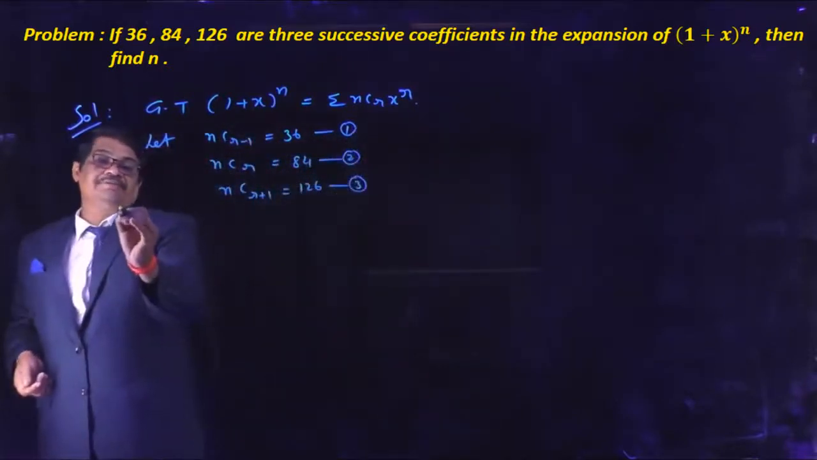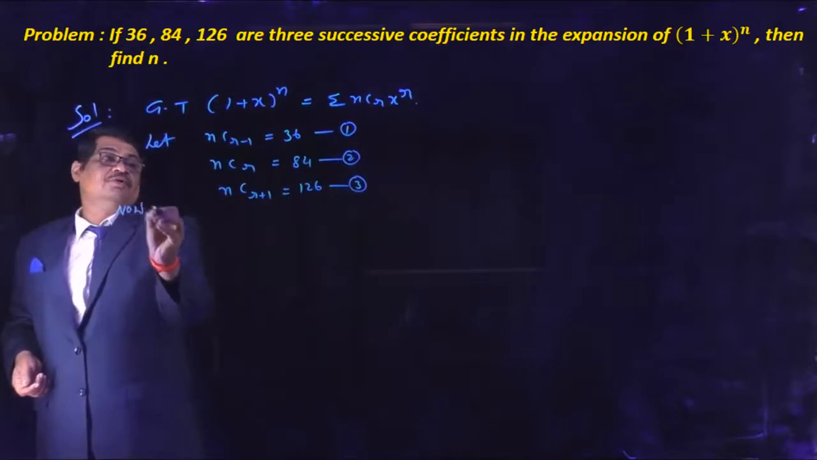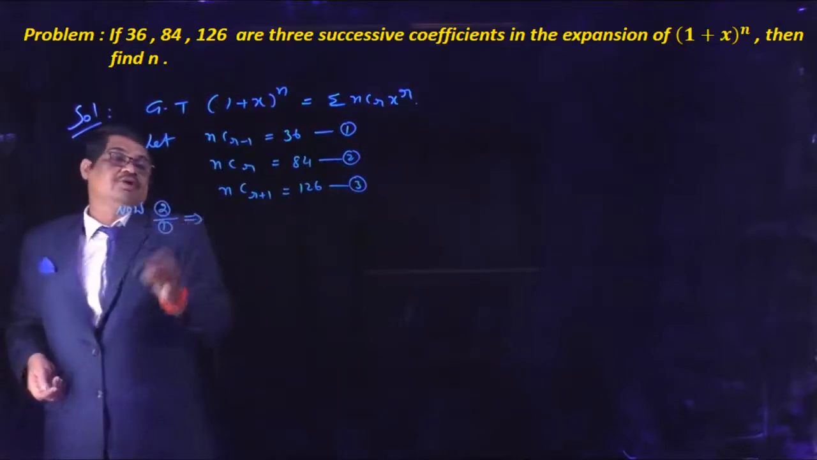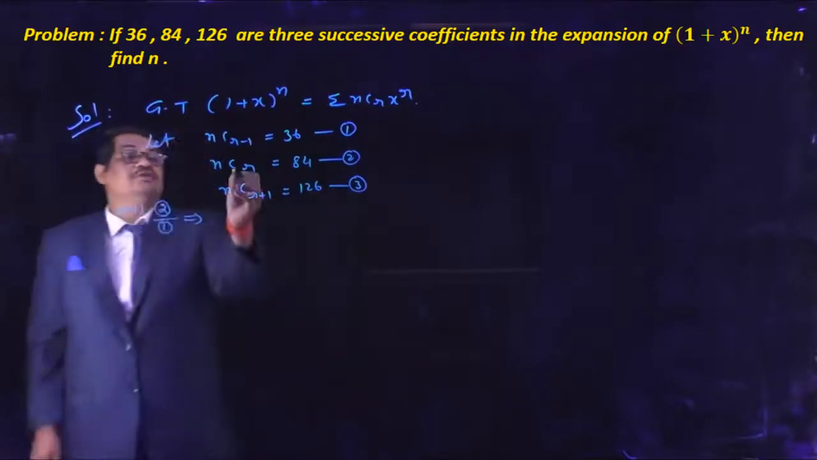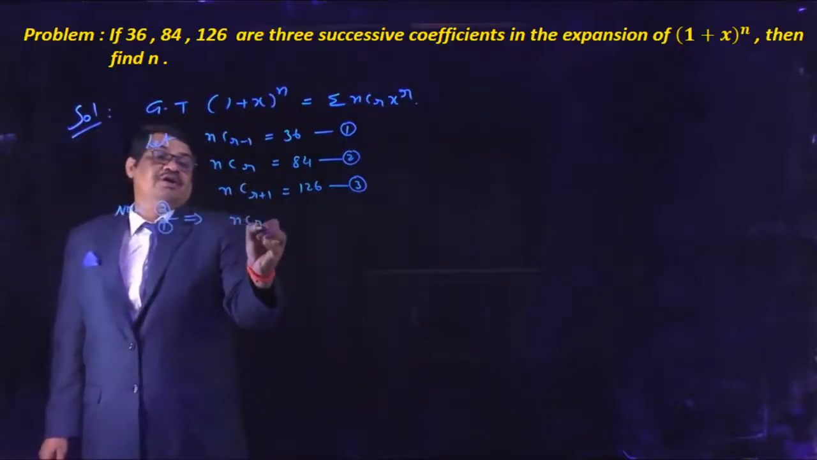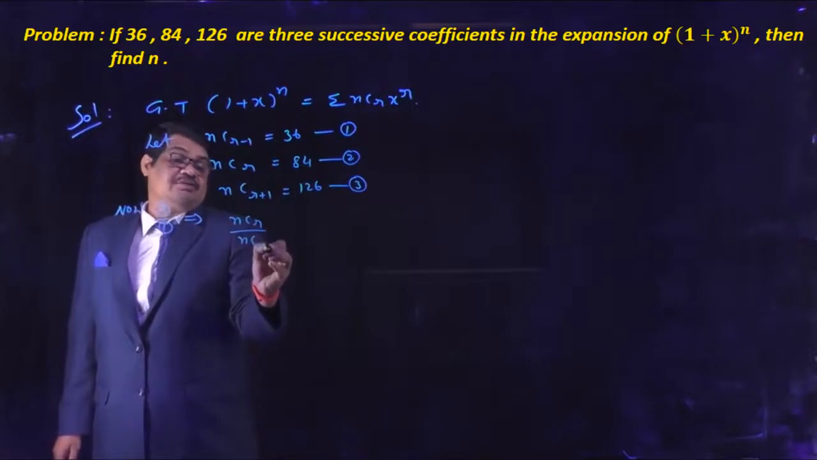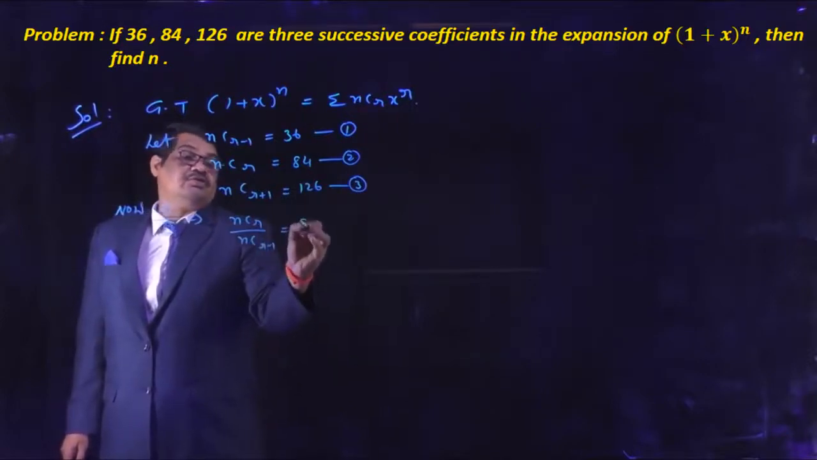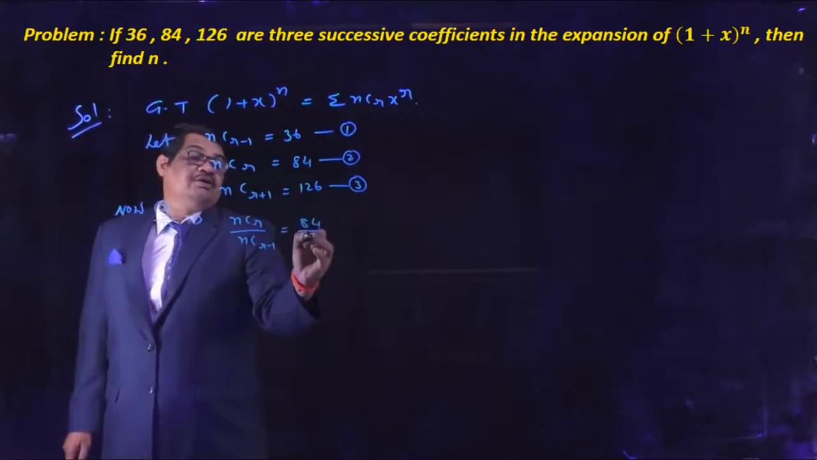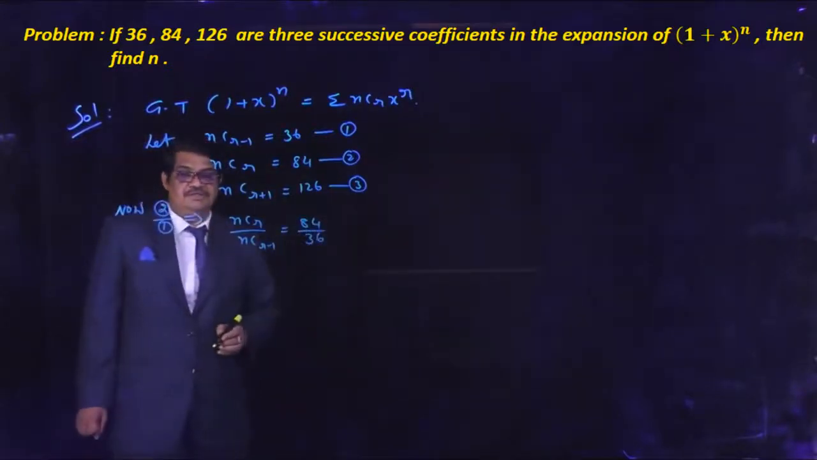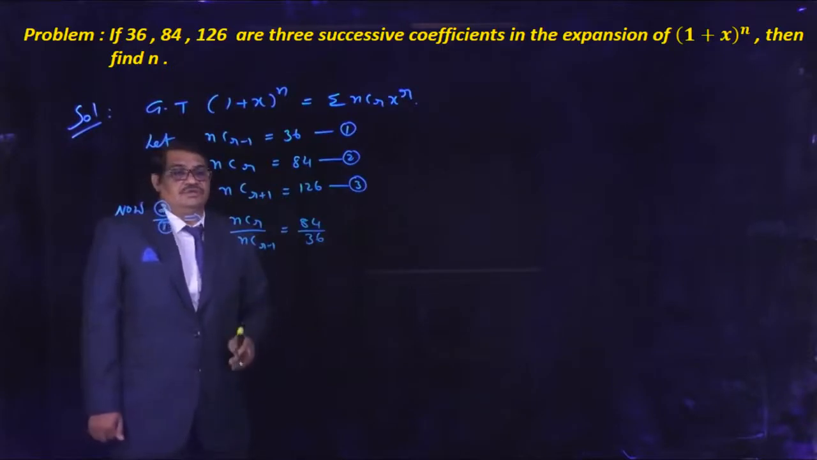Now we are writing equation 2 by equation 1. Now what is equation 1? Equation 2 LHS is nCr. Equation 1 LHS is nC(r minus 1). That is equal to 84 by 36.